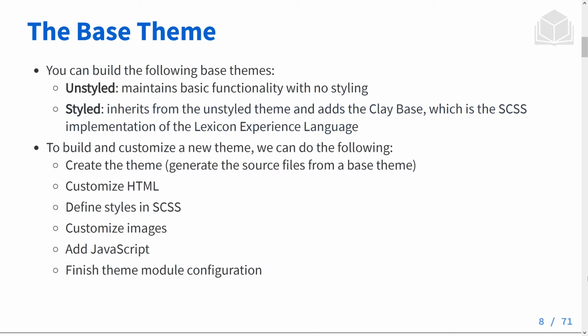To build and customize a new theme, we can do the following. We create the theme, which is generating the source files from one of the two base themes. We customize the HTML, define the styles in our SCSS files, customize images, and add JavaScript. Finally, we finish that using theme module configurations.